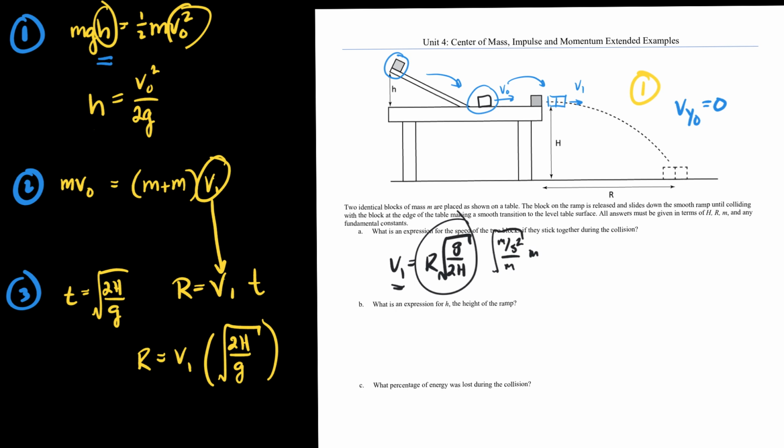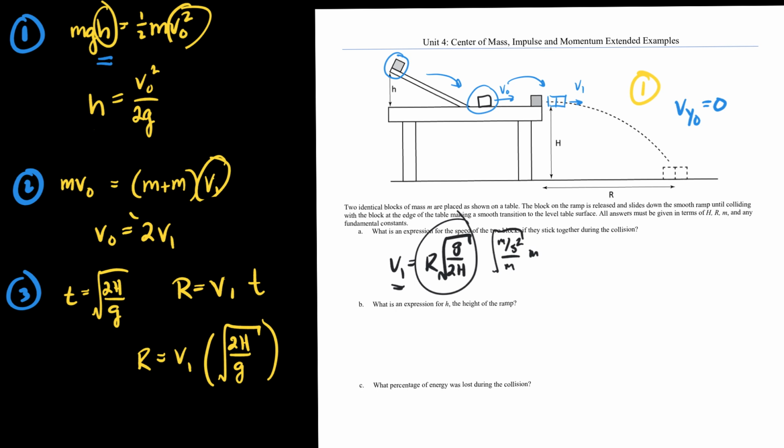Now, that's pretty easy too, mostly because M is the same. So it looks like V naught is 2V1, or 2 times V1. That okay for you guys? So I can do a substitution now.